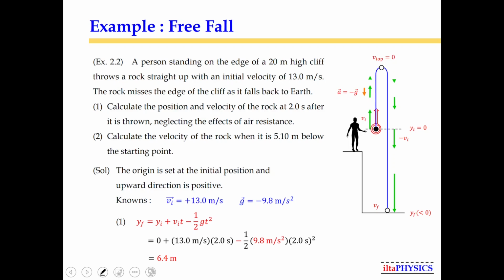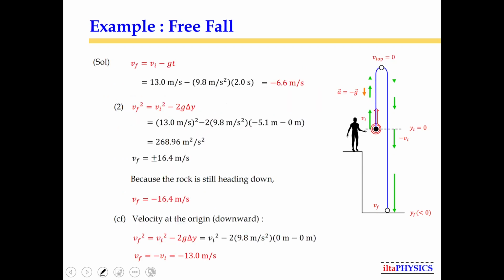Next, the problem asks for the final velocity after 2 seconds. We can calculate it as the initial velocity plus the change in velocity, plugging in the known values. Again, note that we only consider the magnitude of gravitational acceleration in this calculation. Let's check the final velocity after 2 seconds. The calculation gives a final velocity of minus 6.6 meters per second, so the rock is moving in the negative direction, meaning downward.